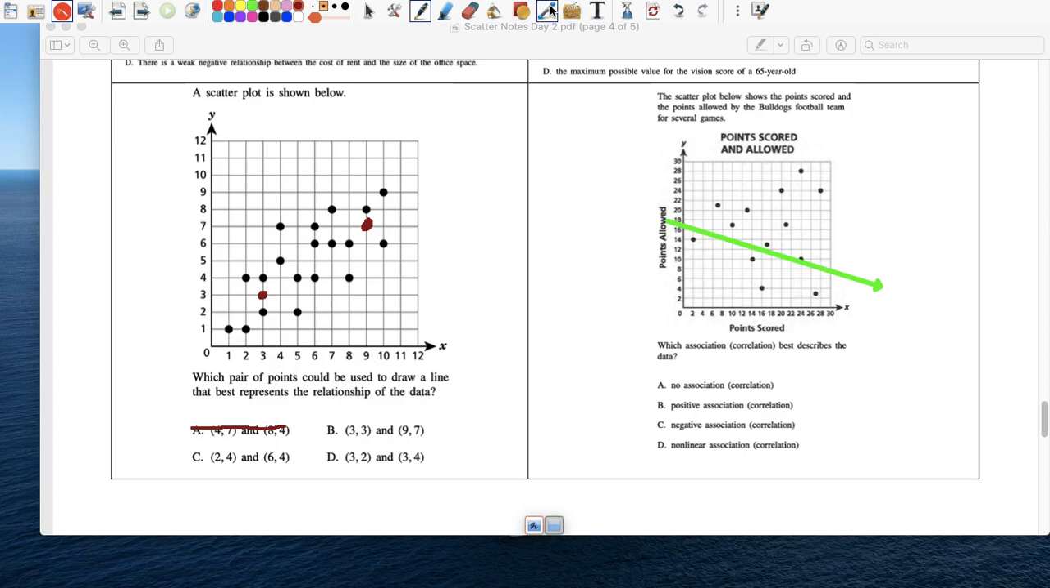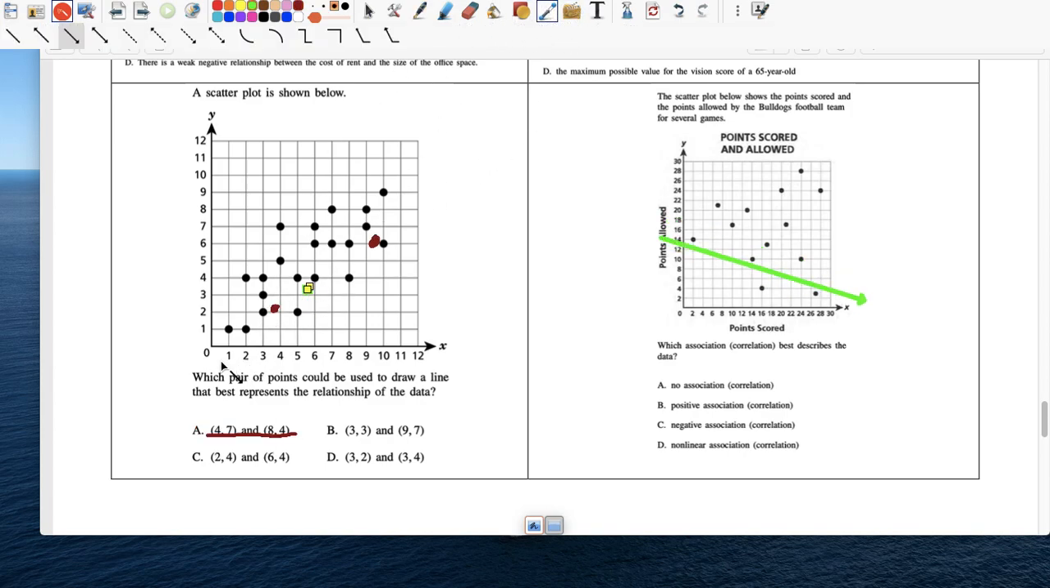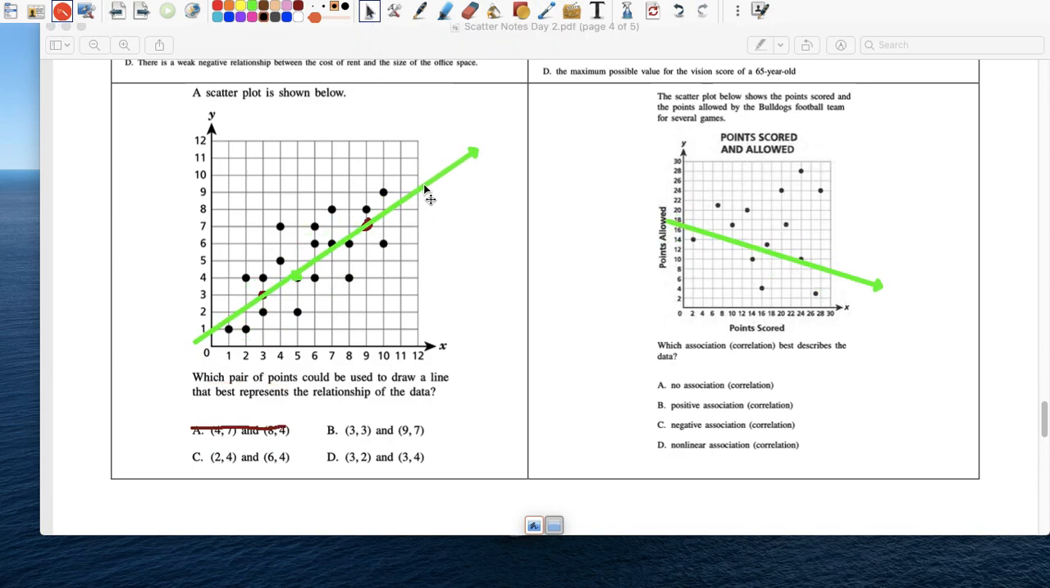Let me draw a line of best fit here. Well, actually, that's not bad, right? Using the points 3,3 and 9,7, that's not a bad line of best fit. So I'm going to keep this in mind. This is possible. C, 2 and 4, this point right here, and 6 and 4, this point right here. Would that be the line of best fit? Absolutely not. So we know that one is garbage.